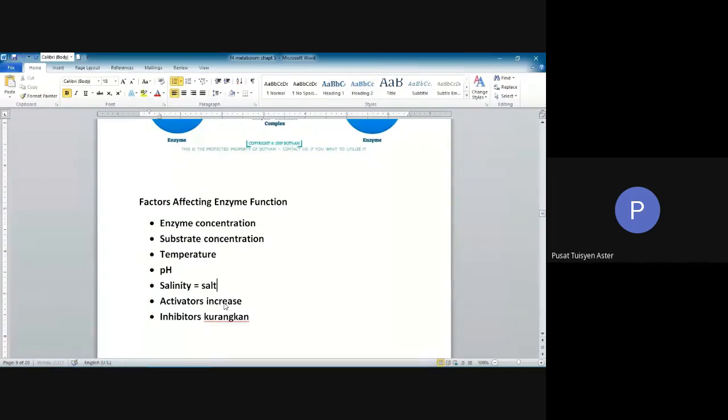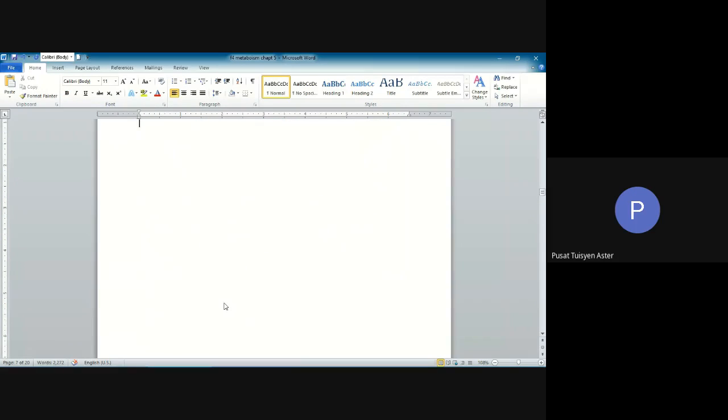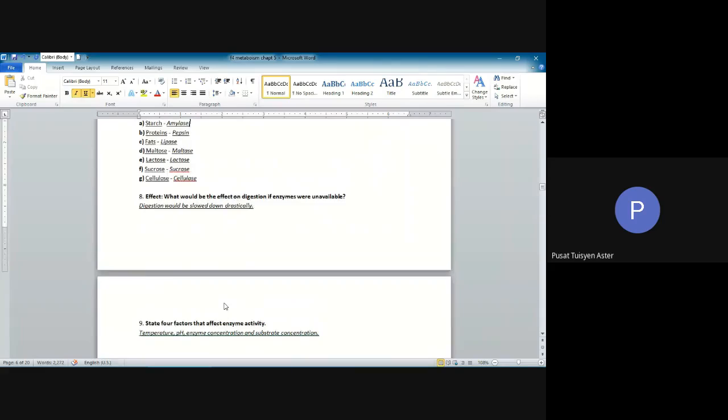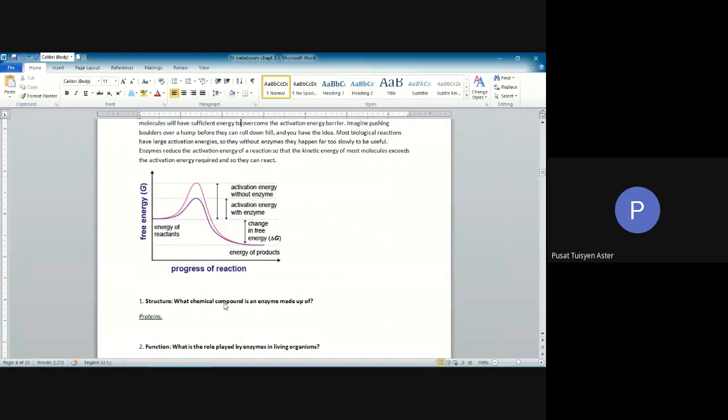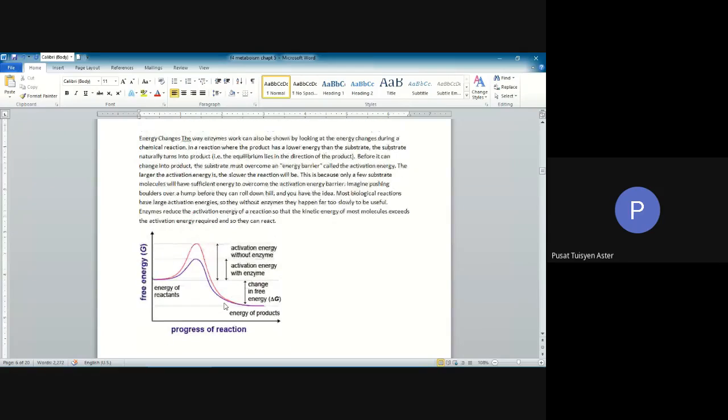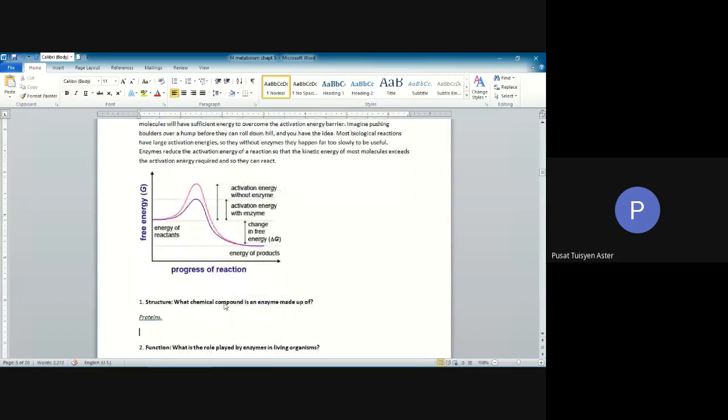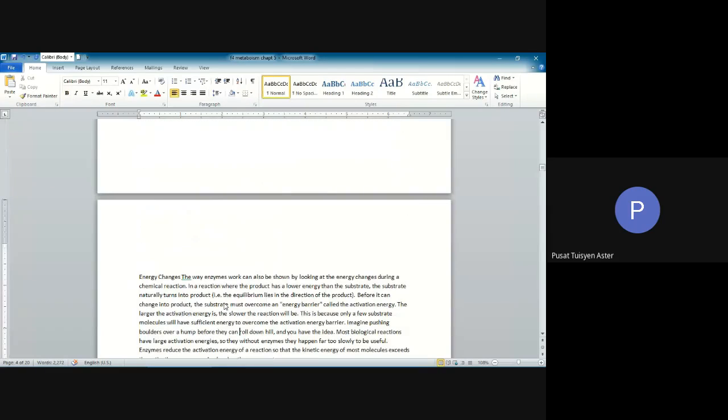Salt concentration, or the dissolved organic or inorganic salt content inside the body, right? That is salinity. It will also affect the enzymes and how the enzymes are going to function. So I've also discussed this with you guys. I would like to explain this to you. You will learn this in chemistry, but it's also part of enzymes.